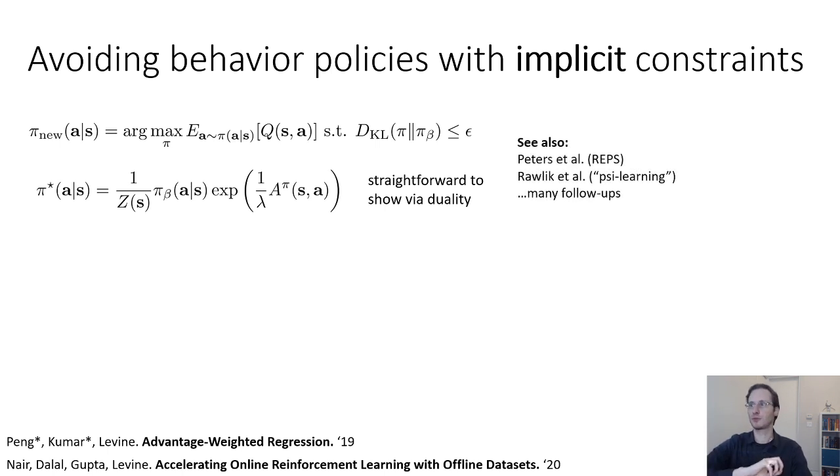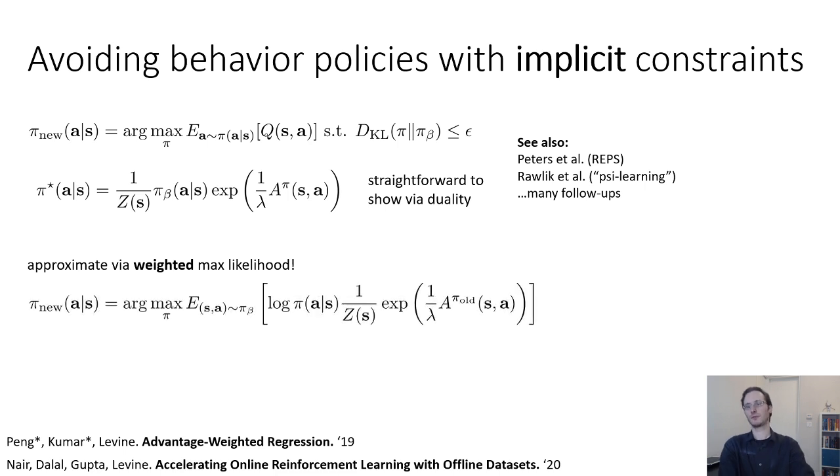We didn't actually come up with this. This has actually been brought up in a number of previous papers, including the REPS papers by Peters et al., the Rawlik et al. Psi-learning paper, and many others. This is actually a very well-known identity in KL regularized control. But the interesting thing about this equation is that it shows that we can approximate the solution to the constrained optimization using a weighted maximum likelihood objective.